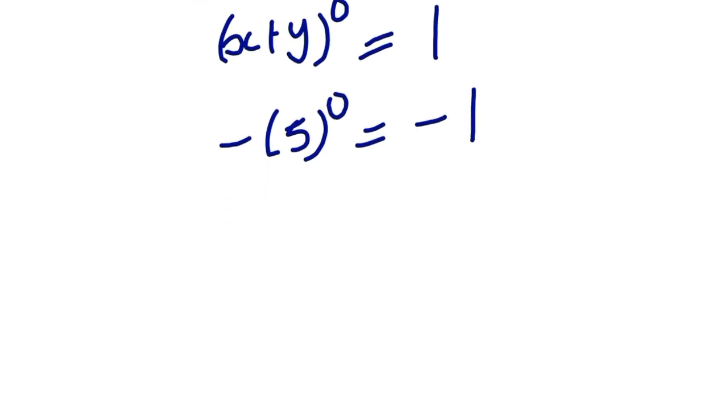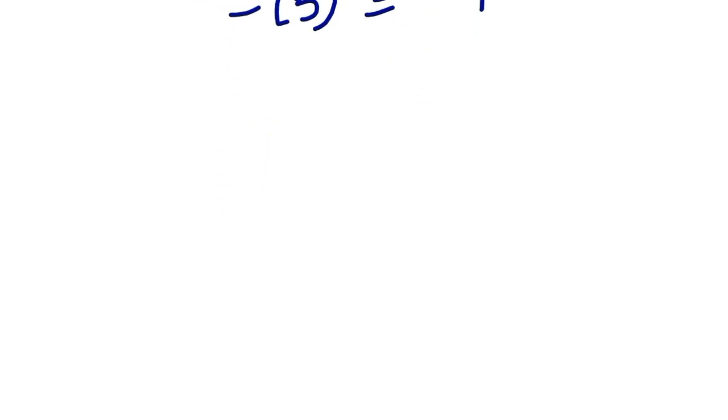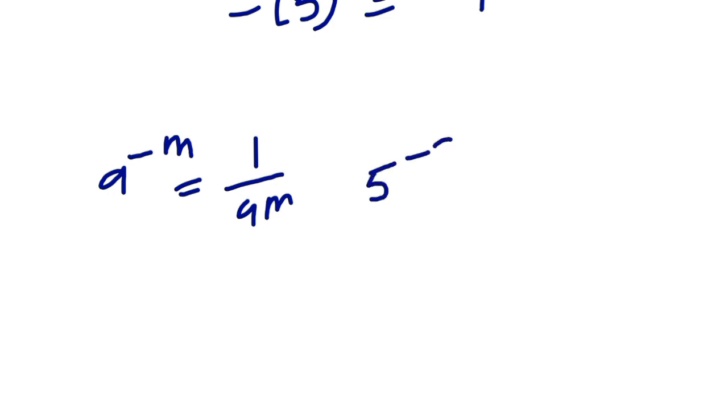Now let's keep moving. For the fourth law, we have that a raised to the power of minus n is equal to 1 all over a raised to the power of n. Now let's take for example, when you have 5 raised to the power of minus 3, it is still equal to 1 all over 5 raised to the power of plus 3.